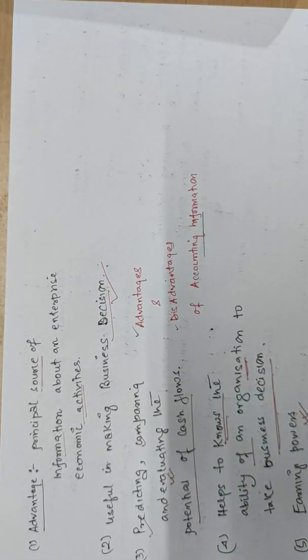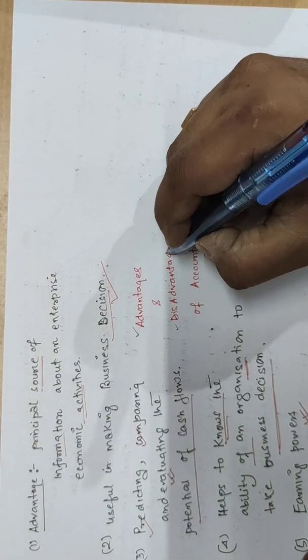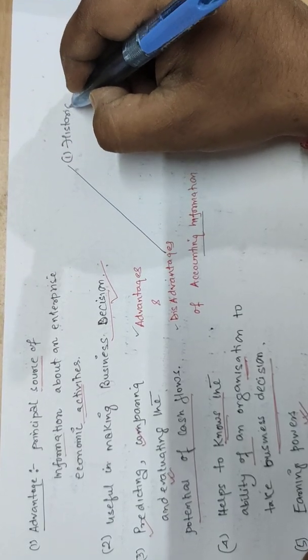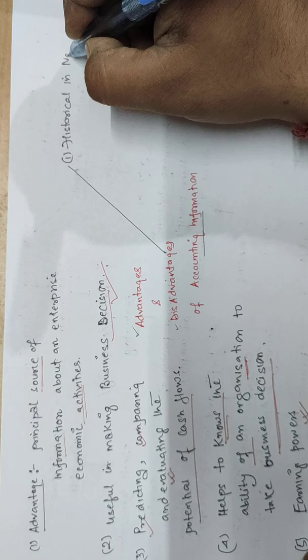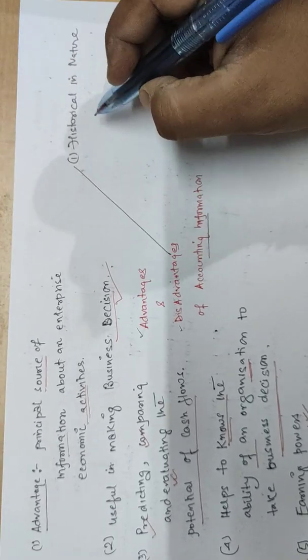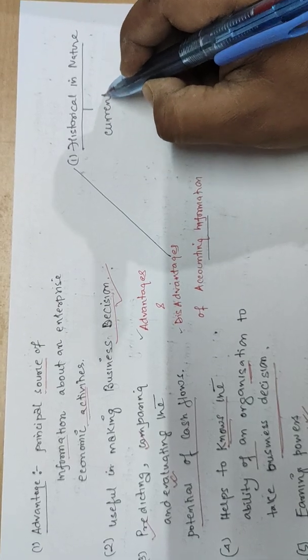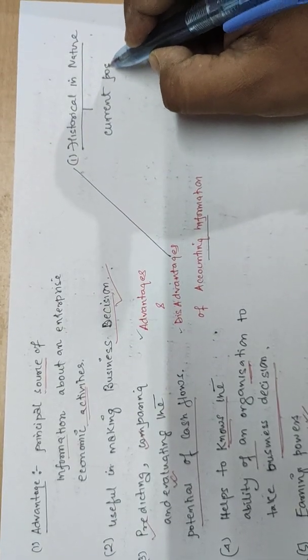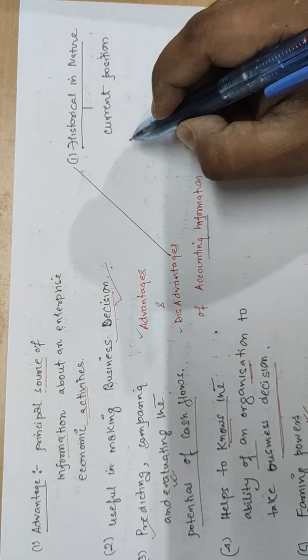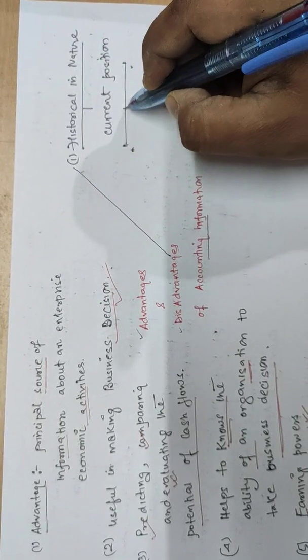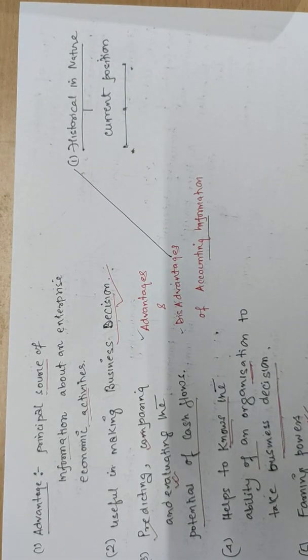Okay, so every aspect has advantages, and along with the advantages it has some disadvantages. Number one, it is historical in nature. Historical in nature means it cannot show the current position. It only works from one financial year to another financial year. The present situation cannot be assessed.